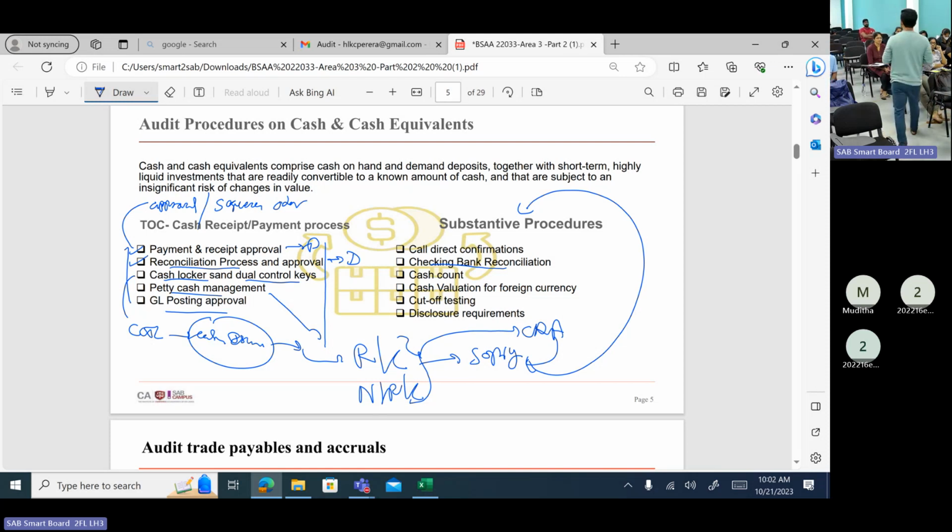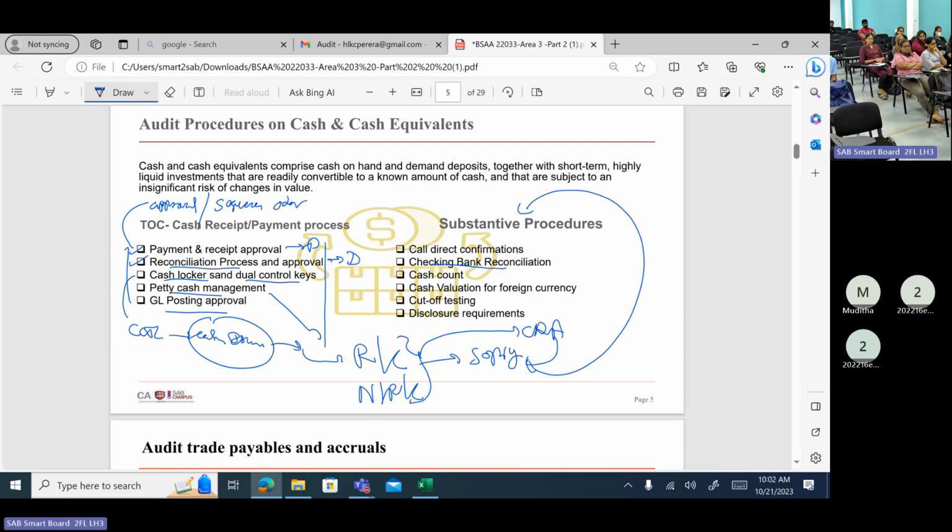As I said, after getting comfort about the reconciliation process, the process control and the environment, you can select bank reconciliations as a sample. If you have 300 bank reconciliations, you can check 30. If you don't have this control testing, you may have to check each and every one of the 300 bank reconciliations.